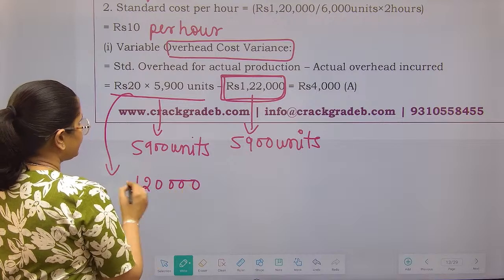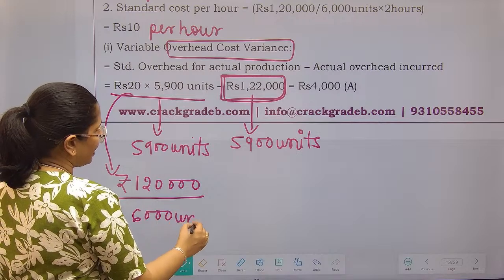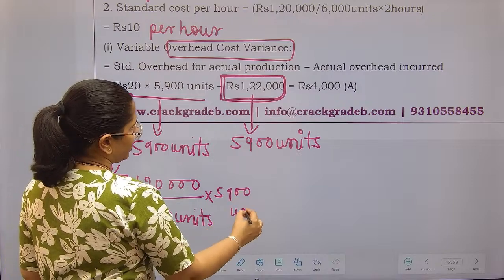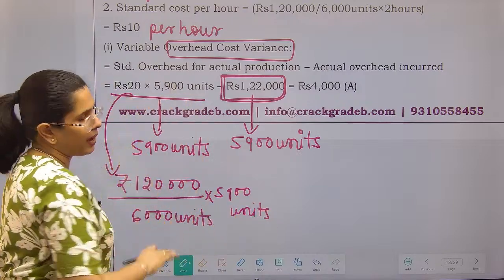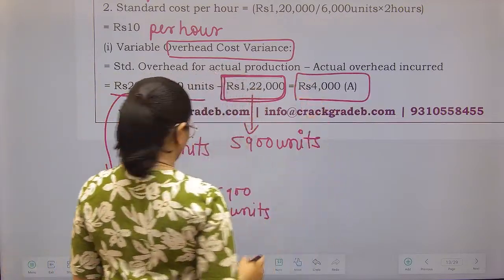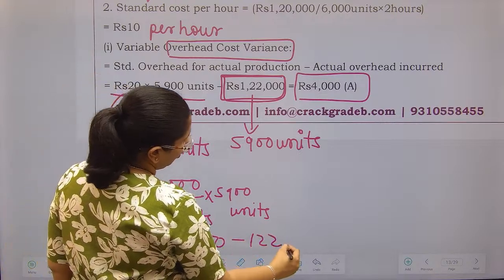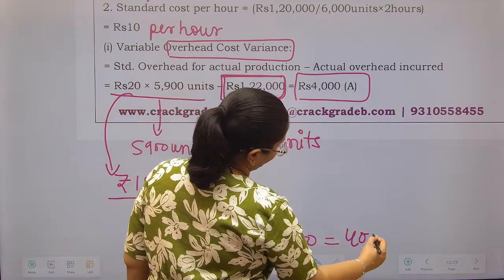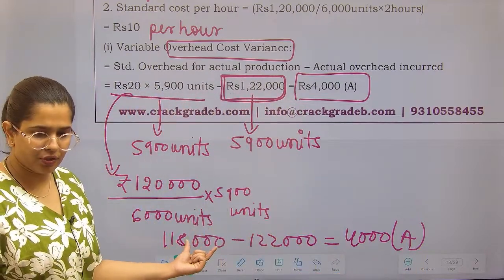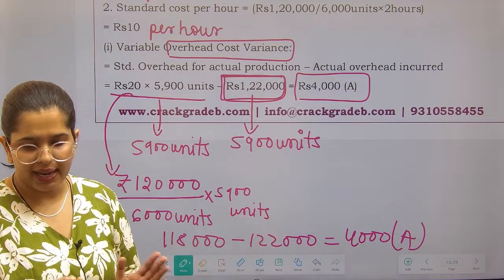1,20,000 is the standard or budgeted cost that they have given for 6,000 units, but I would like to have it for 5,900 units. ठीक है, तो क्या आएगा आंसर? ये आपका आंसर आएगा 1,18,000 and this gives me 4,000 adverse. Why adverse? 1,18,000 इसका आंसर आएगा less 1,22,000, so this will give me 4,000 adverse. मतलब कि आपकी स्टैंडर्ड के हिसाब से तो 1,18,000 कॉस्ट होनी चाहिए, बट एक्चुअली द कॉस्ट इज 1,22,000. कॉस्ट आपकी कितनी आई? 1,22,000.